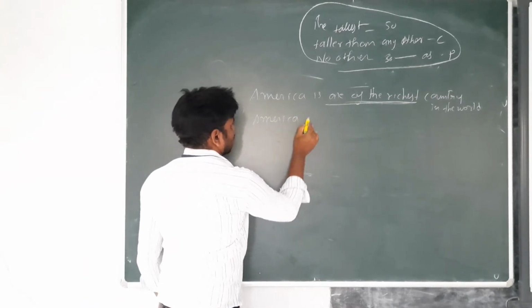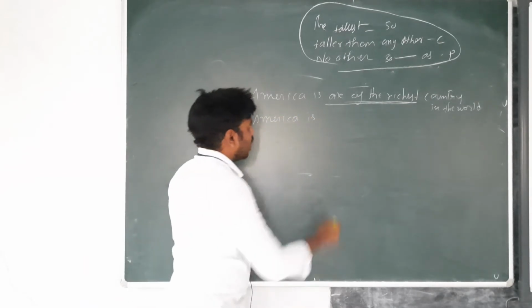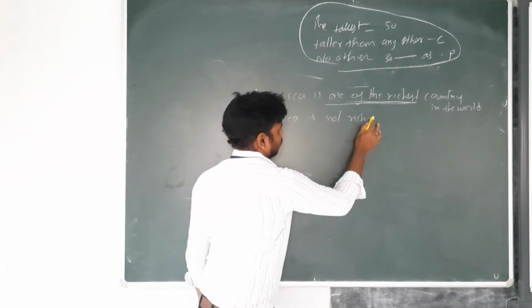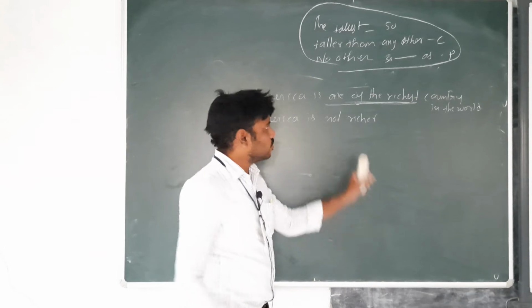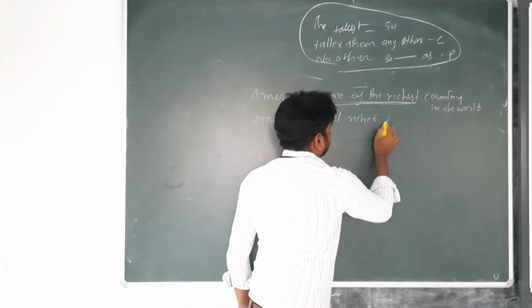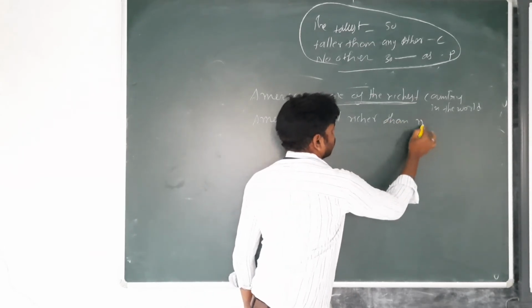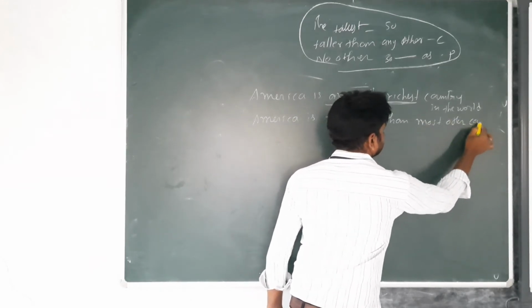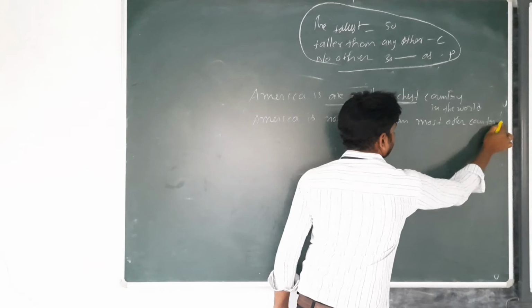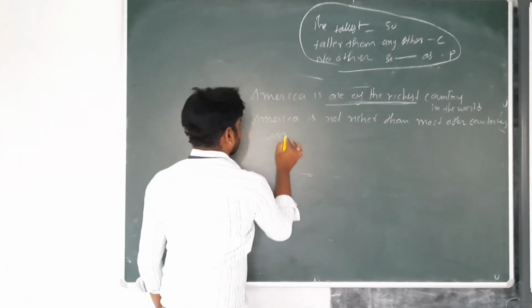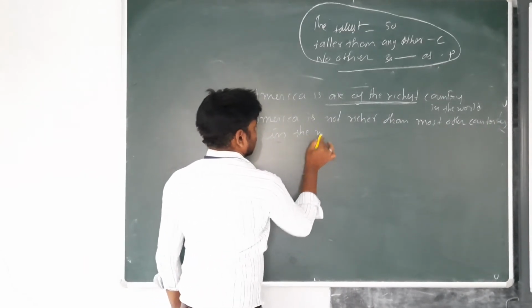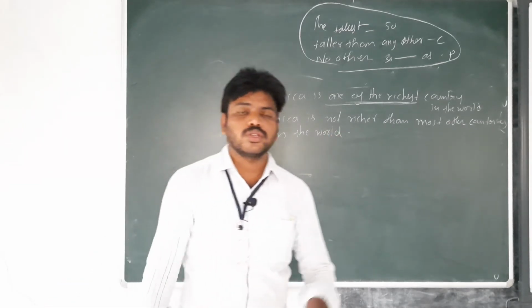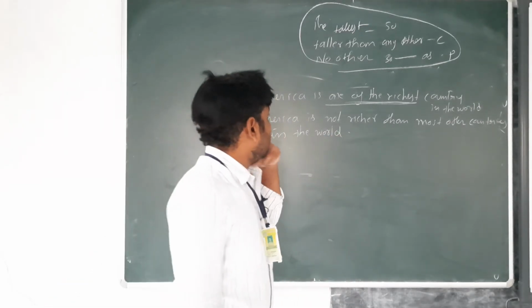America is not richer than most other countries in the world. This is how to write in comparative degree when we use "one of the richest."